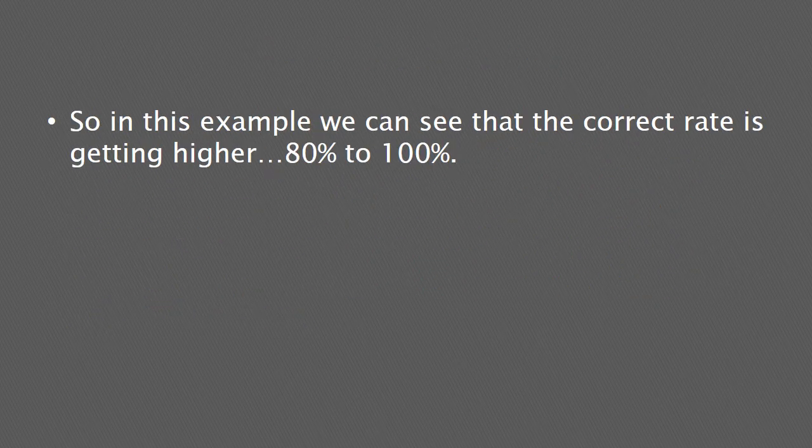So in this example, we can see that the correct rate, the frequency of the responding, is getting higher. It went from 80% to 100%. It is increasing the future likelihood of the behavior, and the tokens were coming after the behavior of the individual touching their head.